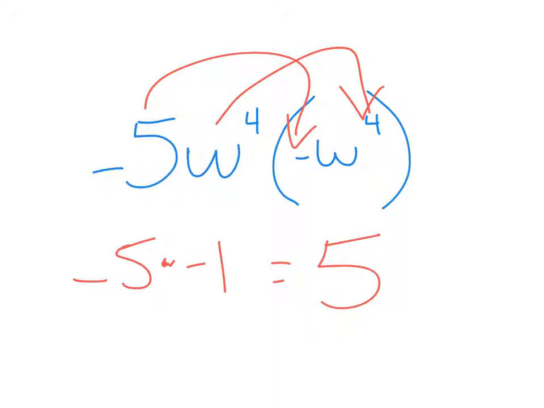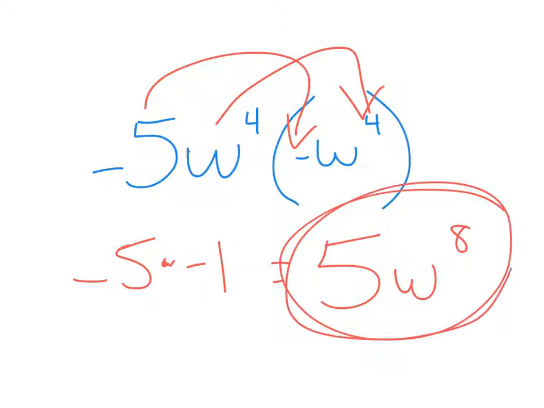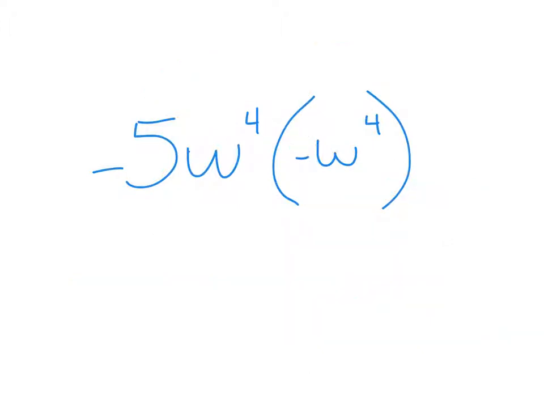Whereas looking at just our bases with our exponents, w to the fourth times w to the fourth would be w to the eighth, because I'm simply adding together their exponents. So the solution here that I'm looking for is 5w to the eighth. Don't forget that even with those coefficients in there, don't be thrown off by those. We can simply put those together as well.